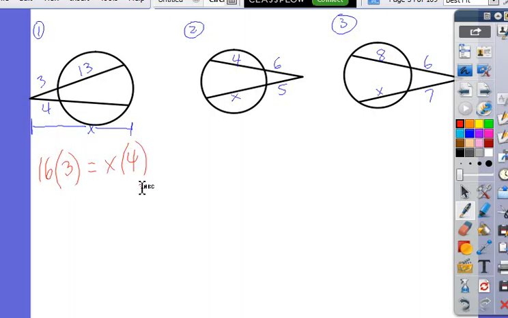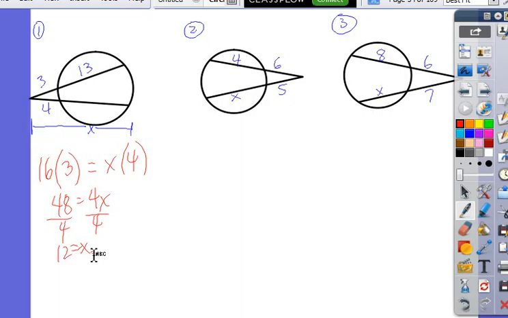Okay, 16. 3 plus 13. You've got to add those two pieces up to get the whole thing. Then you just have your regular equation and you solve it. Well, 16 times 3 is 48. 4x. Divide by 4. 12. And you get 12. All right.